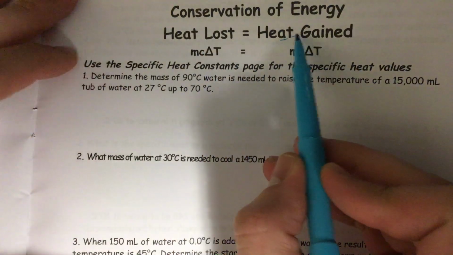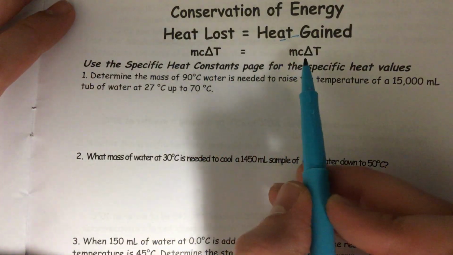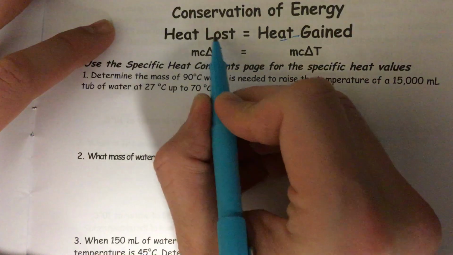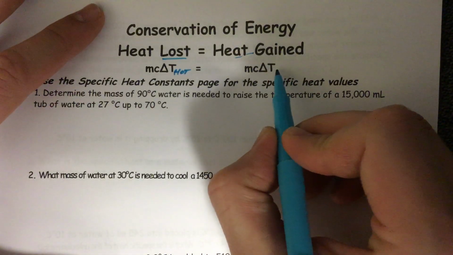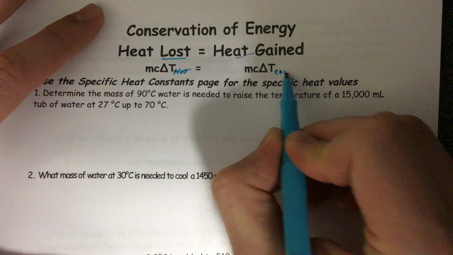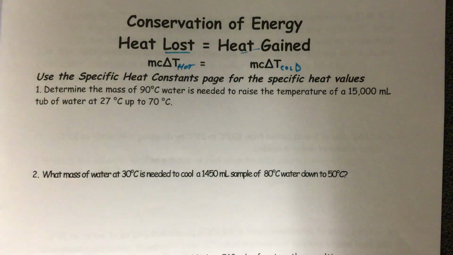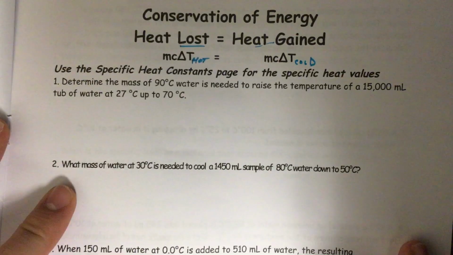Our heat lost is equal to the heat gained. Our mcΔT is equal to mcΔT. And again, the energy that's lost is from the hot substance. The energy gained is from the cold substance. So I'm going to get a different color marker so that we can make our lives a little bit easier in differentiating between energy lost and energy gained.